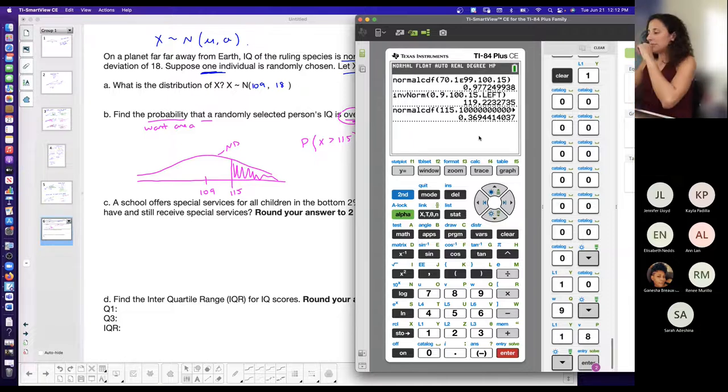What did I get? Did I get a probability or did I get a z-score? How should I round that? Should I typically round it to 4? Should I take it as a data value, as an IQ score? What did I just get?